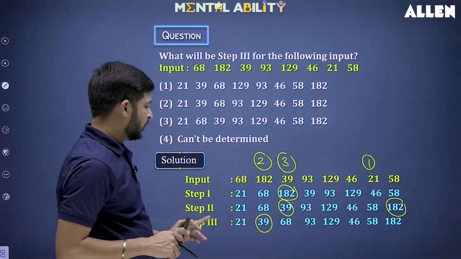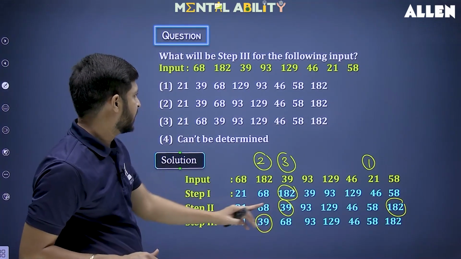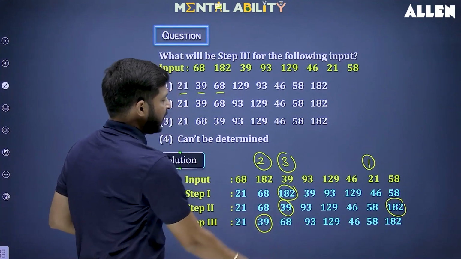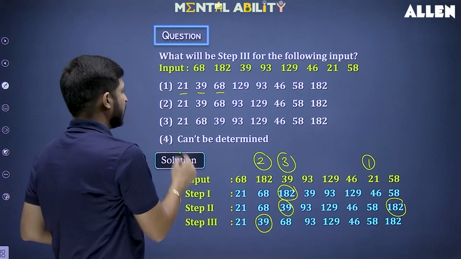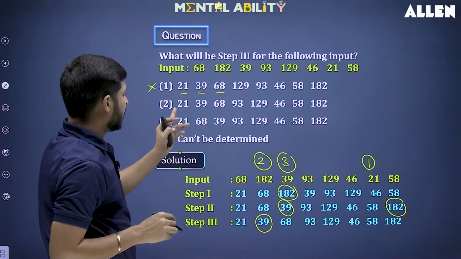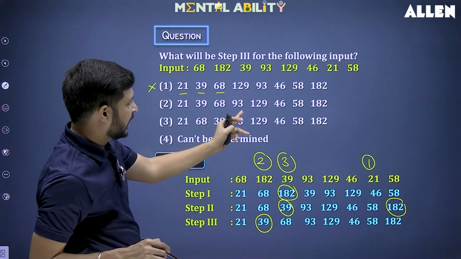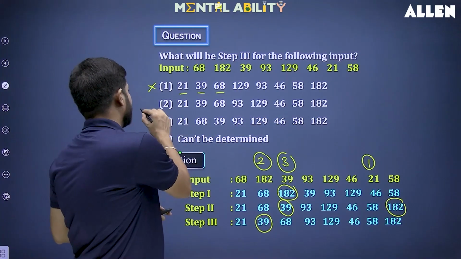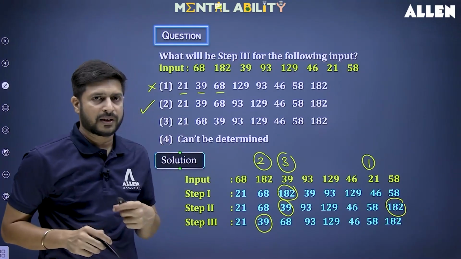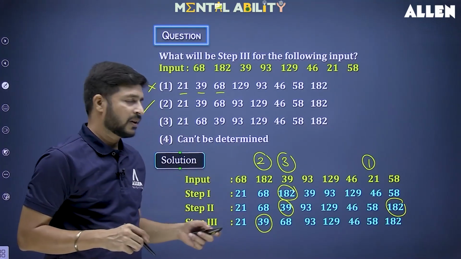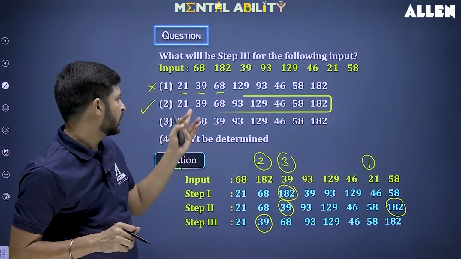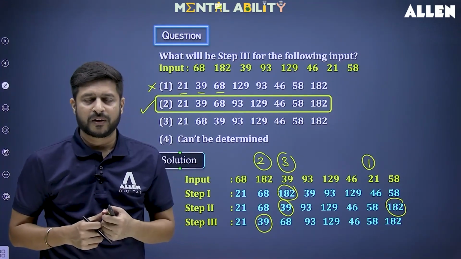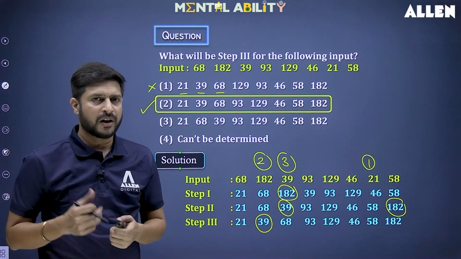So if I talk about the first option, 21, 39, 68, and the fourth number should be 93 as per step number 3. So the first option is eliminated. The second option is 21, 39, 68, 93, 129, 46, 58, and 182. So this option number 2 is the same as step number 3. So the correct answer for this question will be option number 2, right? In this way, we have to proceed with the questions based on this particular input.